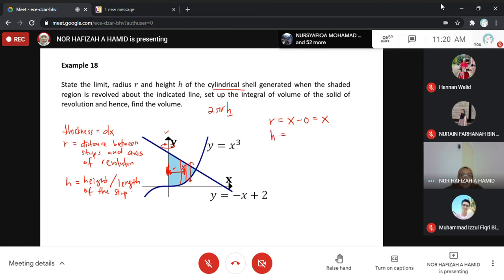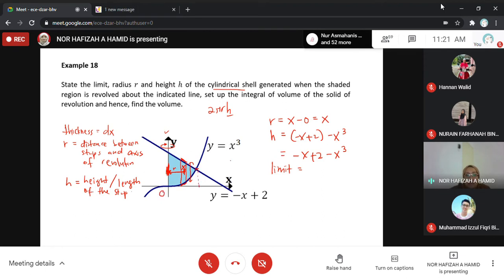And H is the height. To calculate the height or length of the strip, as usual upper minus lower. So the upper is negative x plus 2, minus the lower, which is the function x cube. So you simplify, minus x cube. And the thickness there is dx, and the limit. The limit from the x axis, because the thickness is dx, from the x axis we have 0 until this one.